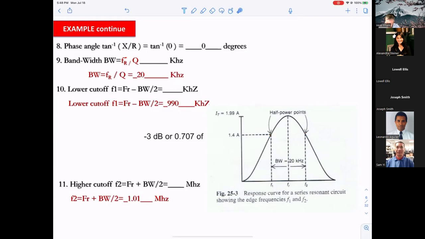Basically, you get the 2 points. That will be the minus 3 dB break points. And the bandwidth will be calculated from this side to this side. And that will be calculated by FR over Q. My calculation gives 20 kilohertz. So we already calculated FR equal 1 megahertz, Q equal 50. Okay, so that's why bandwidth equals 20 kilohertz. And you get two cutoff points here.